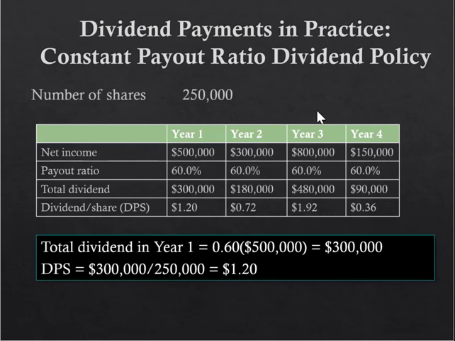If you've got a constant payout ratio where we talked about, they said, okay, we'll pay out 60% of the net income. We've got a payout ratio at 60 cents on the dollar. So we had 500,000 of earnings in year 1. That gives us a dividend of 300,000. So we just divide that into the 250,000, get $1.20 per share, 72 cents a share, $1.92 per share, 36 cents per share in year 4. And you can see how that's calculated here.